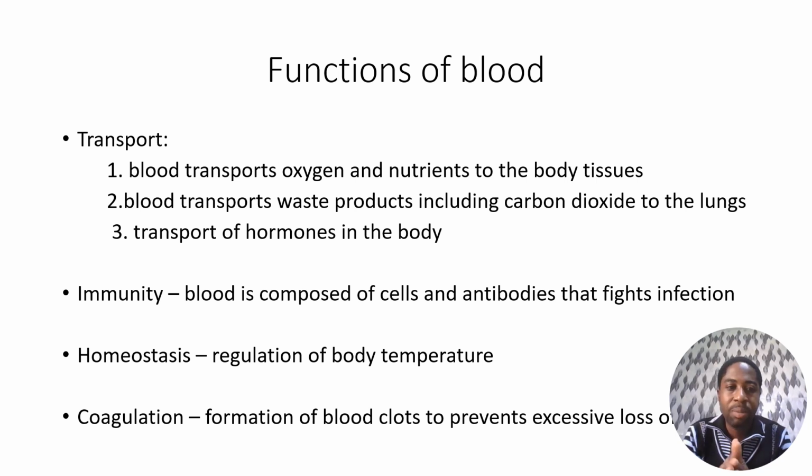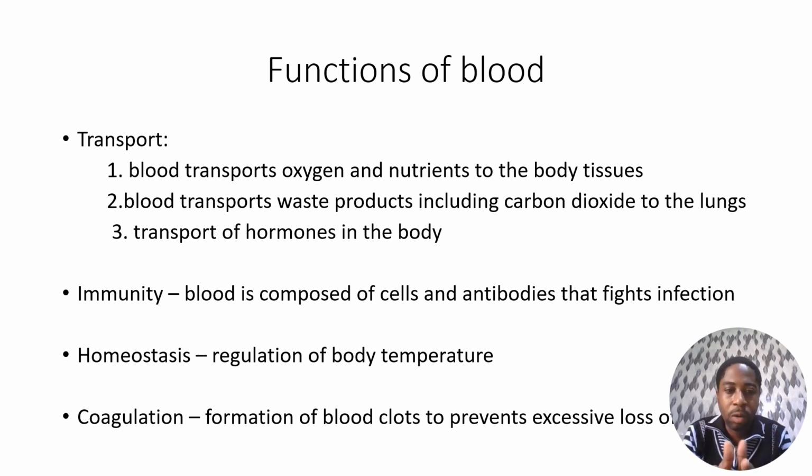And the second function of blood being immunity. Blood protects the body against diseases like infection and even cancer. Then number 3, homeostasis. Blood homeostasis is a process by which normal favorable conditions are maintained in the body. For example, temperature. Blood ensures that the body's temperature is maintained in a normal range. It ensures that the temperature doesn't go too high or too low, but it's maintained in a range of around 37.5 degrees Celsius.